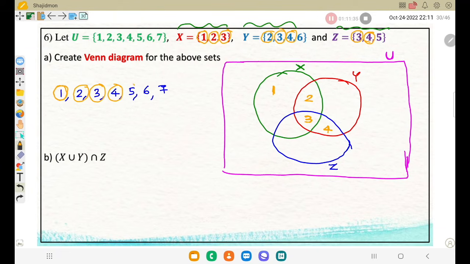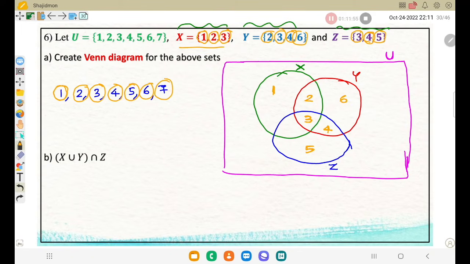Now 5 is coming in which set? Only in z. So mark number 5 in z, only the z set. Now 6 is coming in which sets? Y only. So we can write number 6 in the y set. Now 7 is coming where?